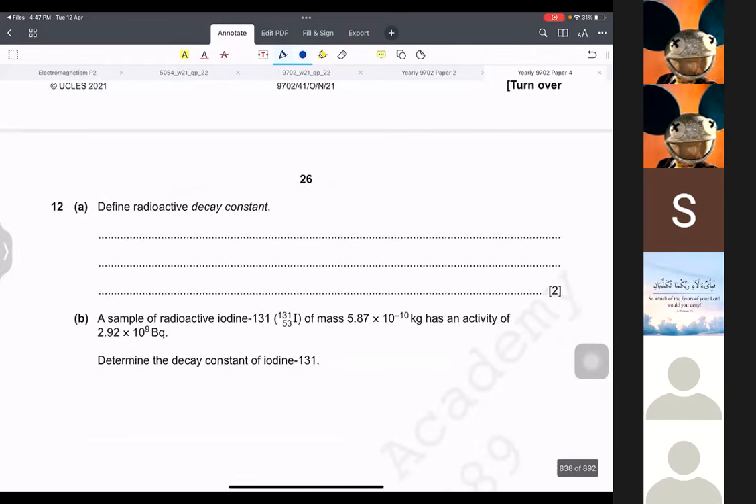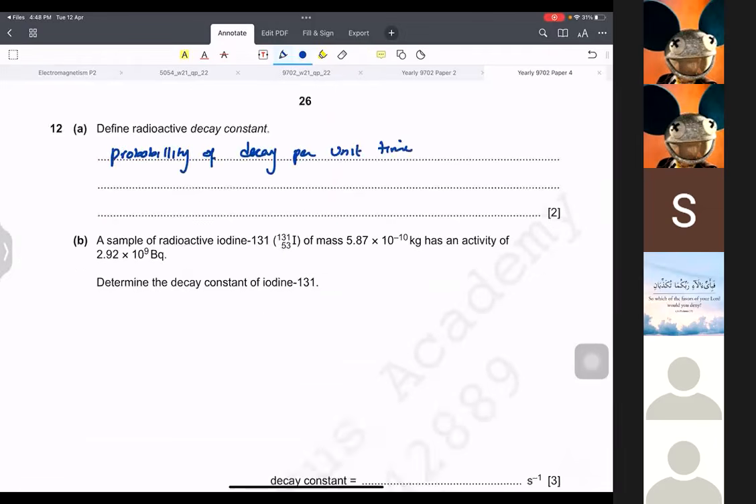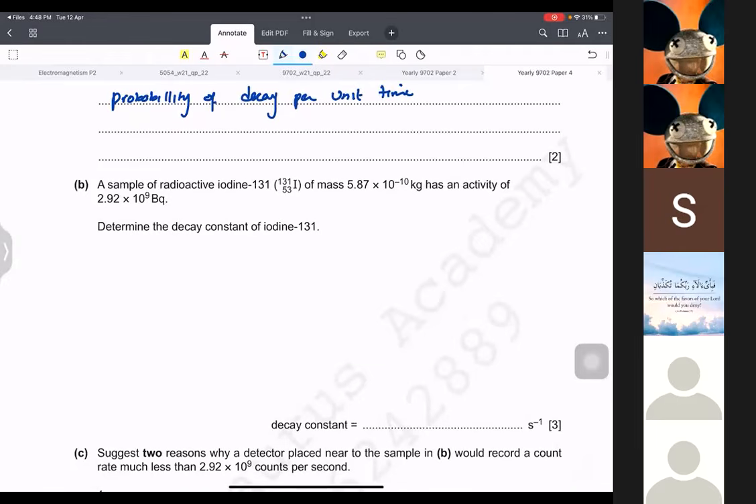Okay, then question 2. Define radioactive decay constant. Decay constant is the probability of decay per unit time. I think this chapter is the easiest. Now, a sample of radioactive iodine has an activity. Determine the decay constant of iodine. So you have the mass and activity and MR, and you want to find the decay constant.